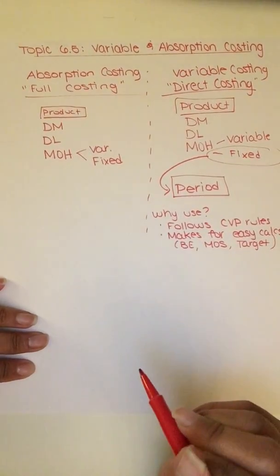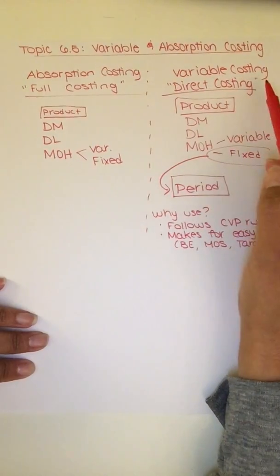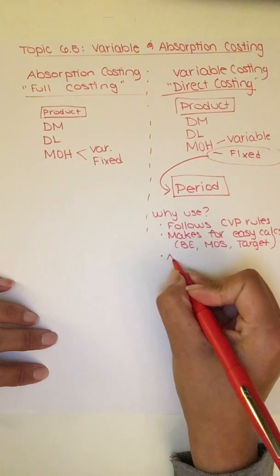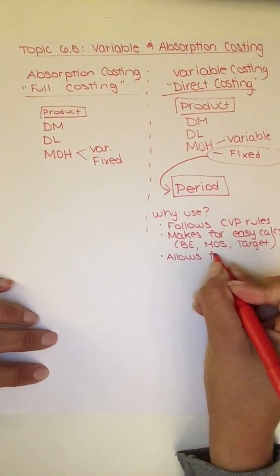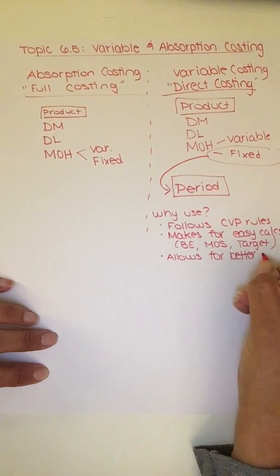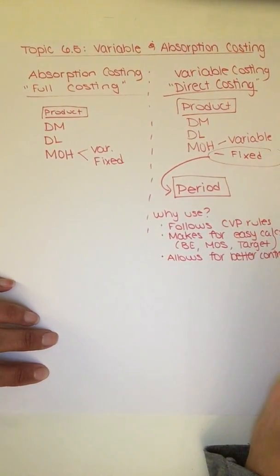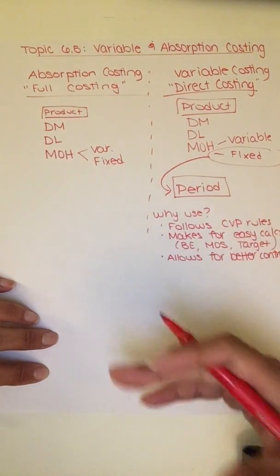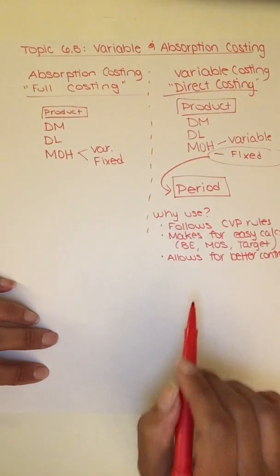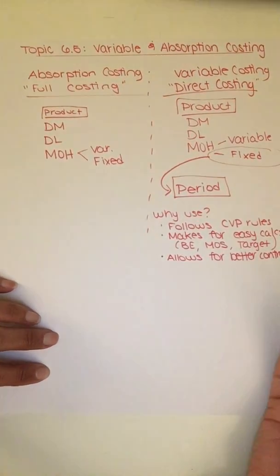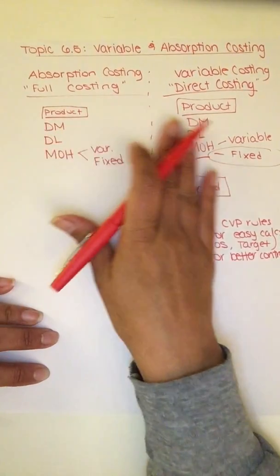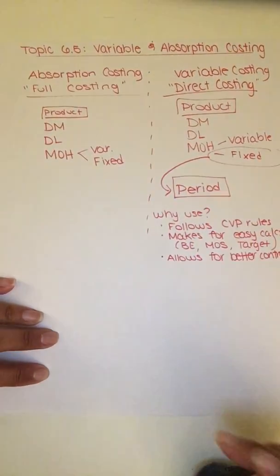So these are some reasons why a company might choose variable costing when classifying their product and their period costs. The main reason is it allows for better control. If you remember when we started the semester, we said managerial accounting is all about helping managers plan, control, and evaluate the operations. And we find that variable costing allows them to have better control and better understanding of their costs. So that's why managers will take the time to reclassify their product costs into the variable system, because of these advantages.